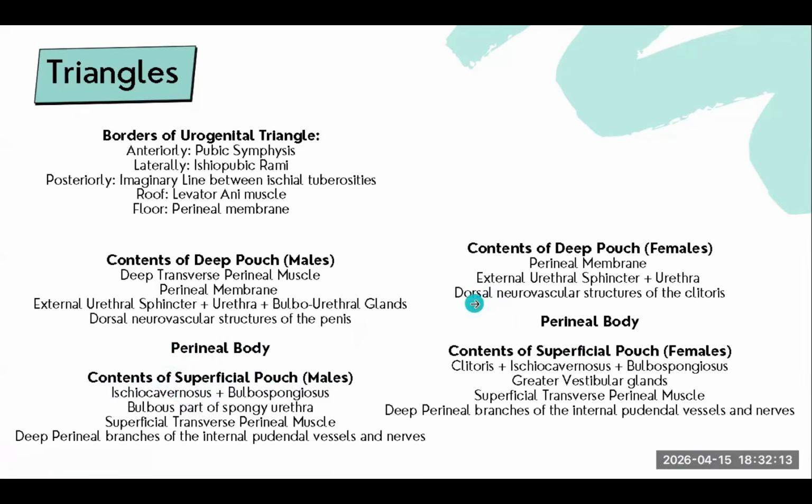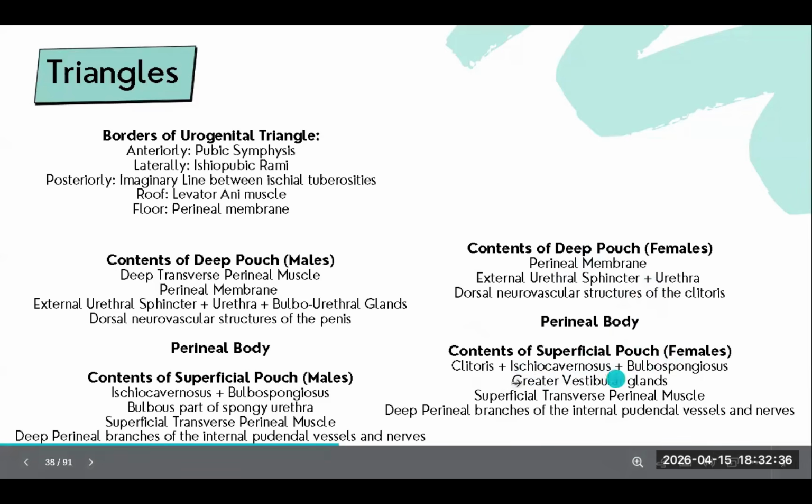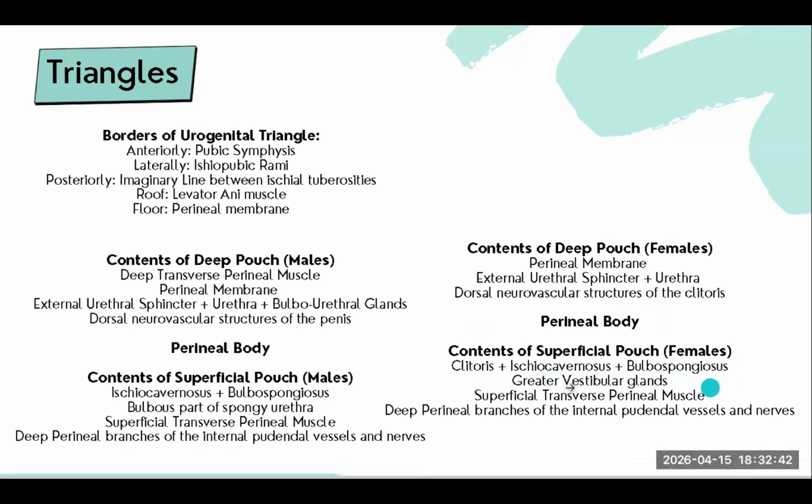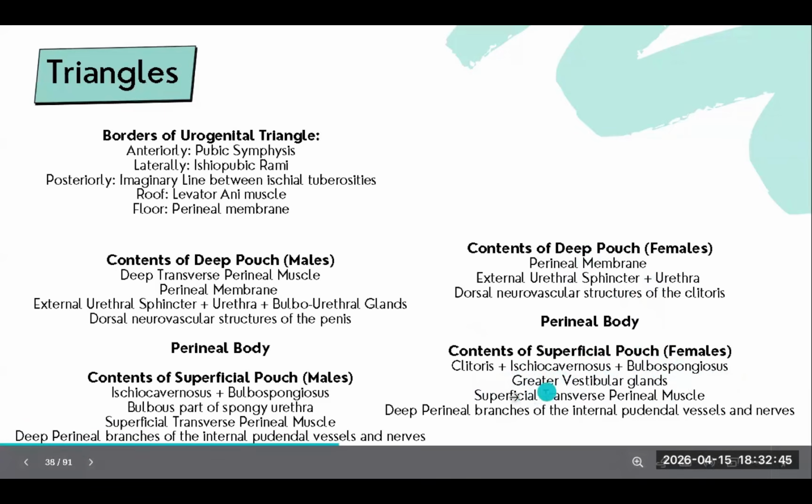Now, for the contents of the deep pouch in females, they're simpler, I think. You have the perineal membrane, external urethral sphincter, and the urethra. You also have the dorsal neurovascular structures of the clitoris. Again, perineal body in between the deep pouch and the superficial pouch. And the contents of the superficial pouch in females are the clitoris, the ischiocavernosus, and the bulbospongiosus. You also have the greater vestibular glands, the superficial transverse perineal muscle, and finally, the deep perineal branches of the internal pudendal vessels and nerves.